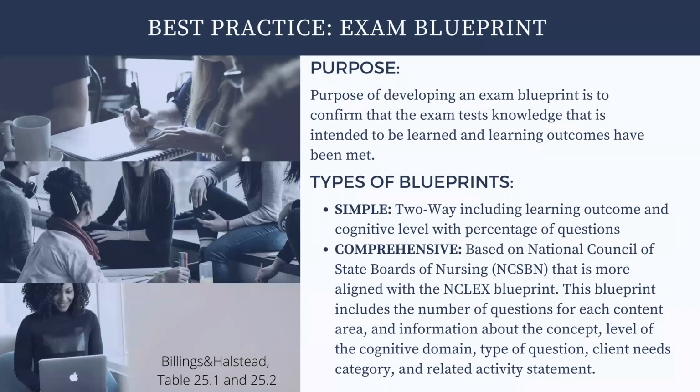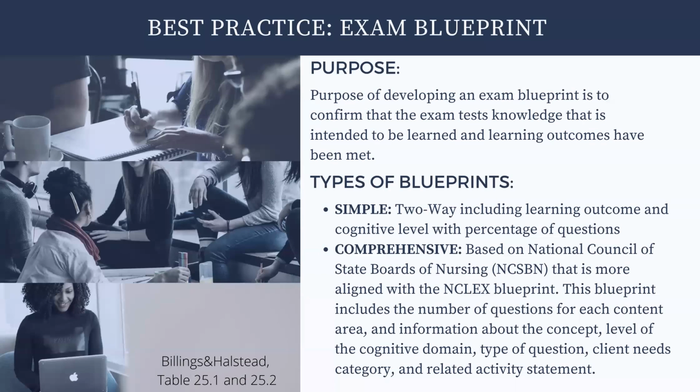So the simple one, it's going to be a 2-way diagram. It's going to have the cognitive levels and it's going to have the objectives, just like the one that we previously looked at. And it is going to include the percentage of questions as well. But the comprehensive one is based on the National Council of State Boards of Nursing, or NCSBN, that is more aligned with the NCLEX blueprint. This blueprint is going to include a whole lot more information than just the number of questions for each content area. What you saw in the example we looked at was the percentage. So this one specifies the number of questions for each content area.